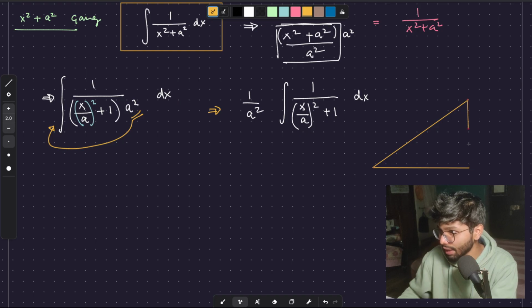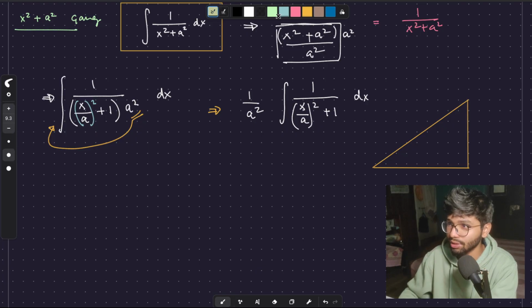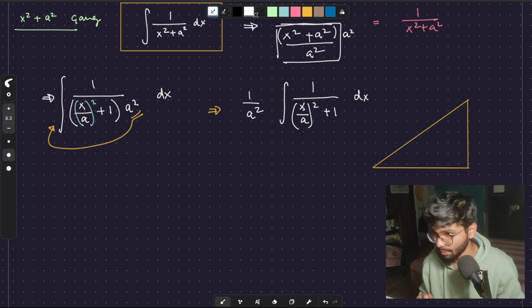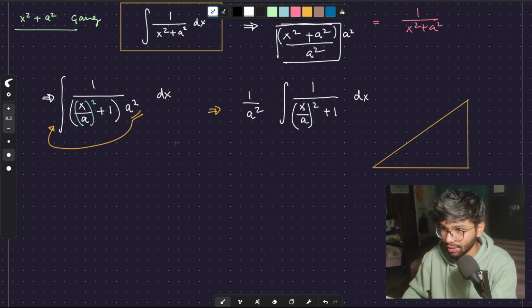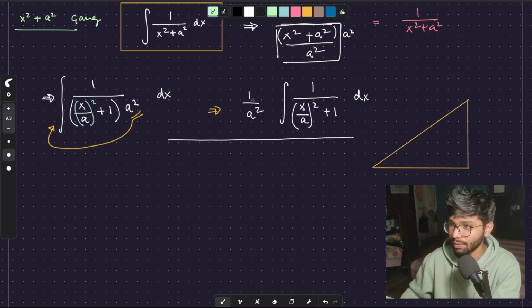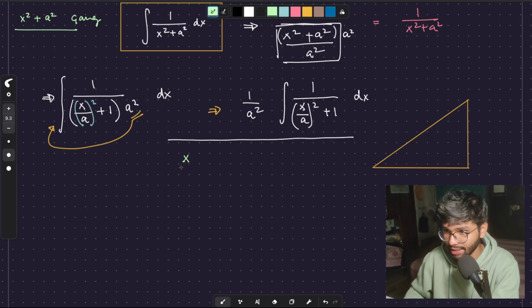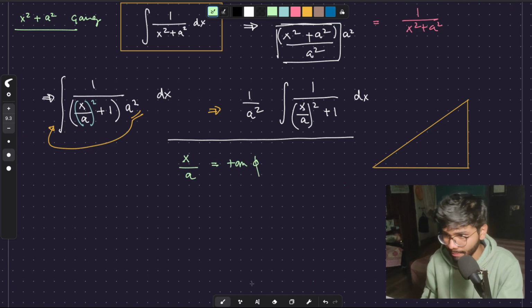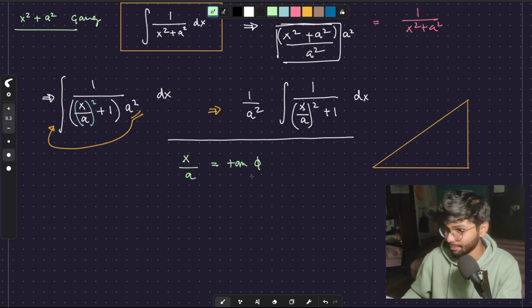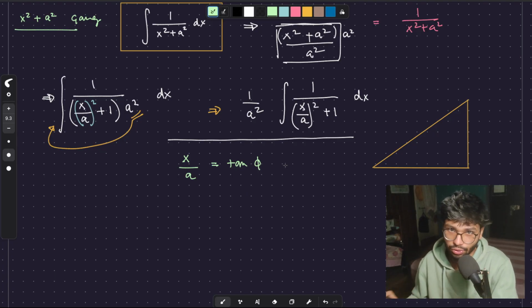Just a right angle triangle, good old, our favorite right angle triangles that help us figure out some stuff. And why don't we make a simple substitution, that x by a is just tangent of, say, some angle phi. I like phi's, they are really cool. I don't like thetas. Okay, so this is the simple substitution.